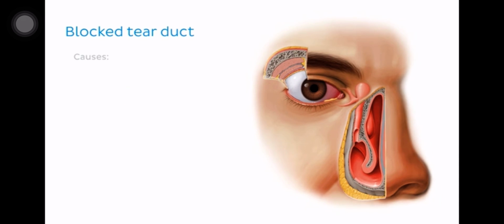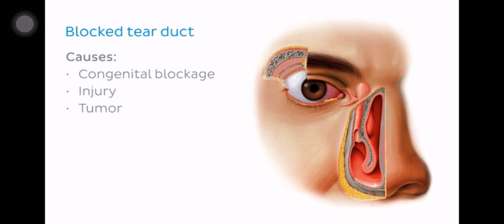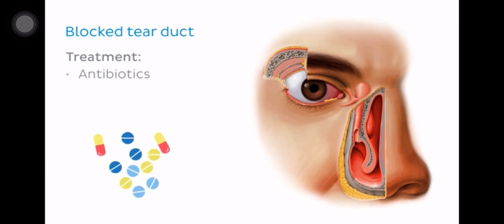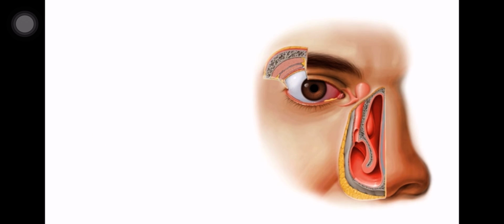And there are many different causes of a blocked tear duct, including congenital blockage, injury, tumour, or even simply age. As we age, the puncta, or openings of the canaliculi, get narrower. Treatments generally depend on the specific cause and can include antibiotics or dilating the puncta. And there you have it. You're now an expert on the lacrimal apparatus.